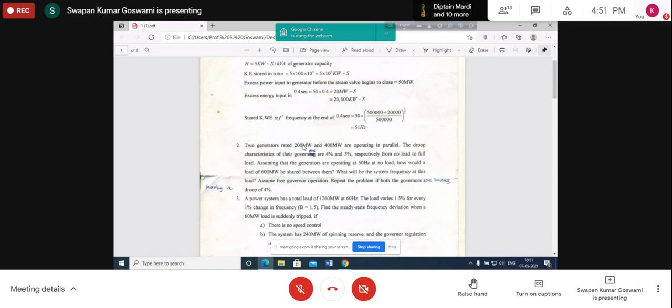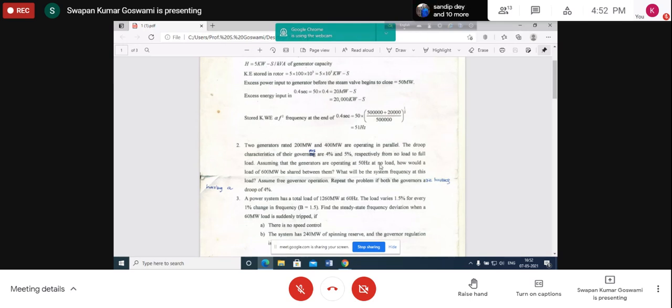Okay. That means if the output is changed from no load to full load, there will be a variation in frequency that is 4% of nominal frequency, 4% of rated frequency. That means there will be a variation of 4% of 50 hertz, that means 2 hertz from no load to full load for the first generator, and 5% of 50 hertz means 2.5 hertz for a load variation of 400 megawatt for the second generator.